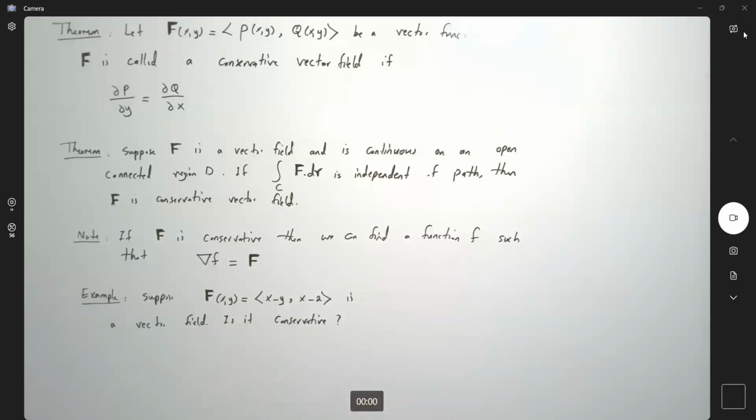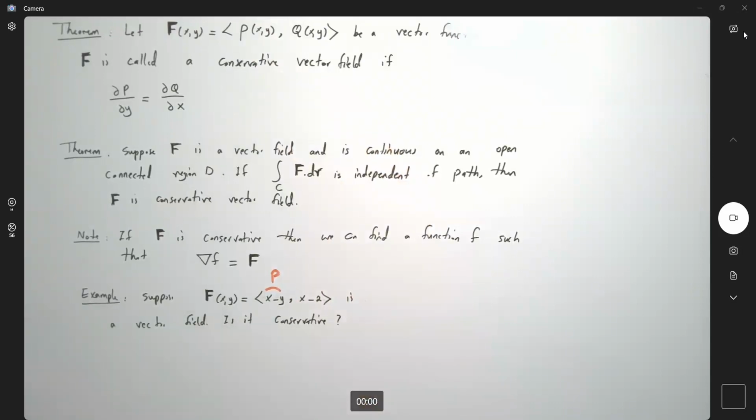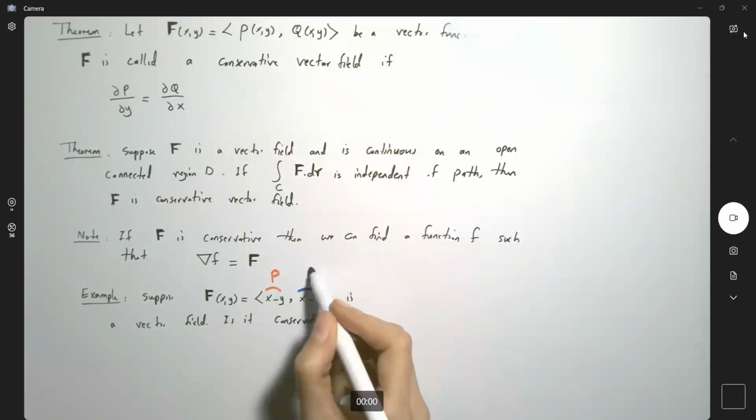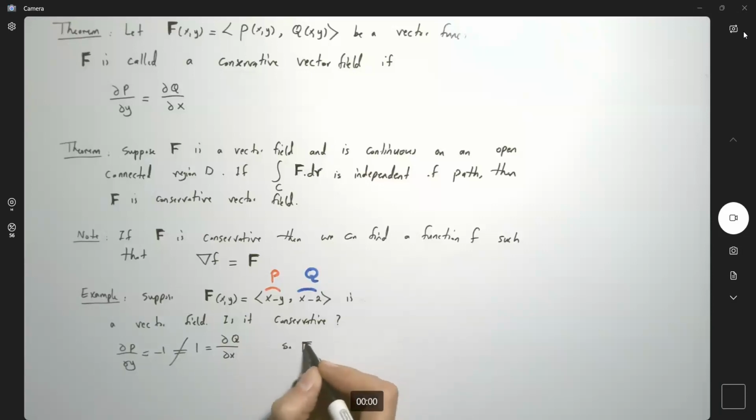Very good. So take a look at this. The first component is your P. The second component is your Q. Just need to take the partial derivative and check to see if they are equal to each other or not. So partial derivative of P with respect to Y is equal to -1, and partial derivative of Q with respect to X is equal to 1. So obviously they are not equal to each other. So we're going to say, okay, it is not a conservative vector field. So F is not a conservative vector field.